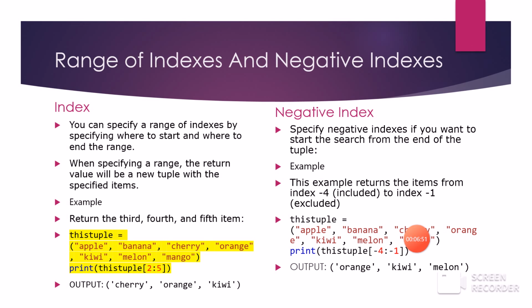Now negative index. To specify negative indexes, you start the same way as with the normal index. So in this example we can see apple, banana, cherry, orange, kiwi, melon, mango, and we print this tuple from minus 4 to minus 1. So it will be orange, kiwi and melon, since the minus 1 index is not counted.